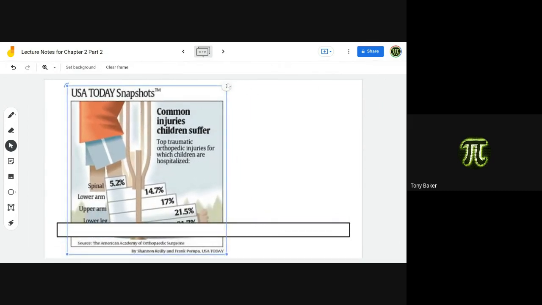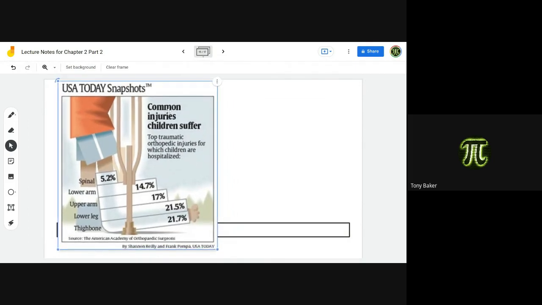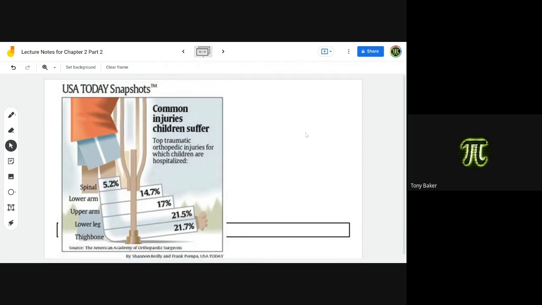USA Today is awesome for their graphs. They really are. I loved USA Today's graphs because they were always horrible graphs. All right, here we go.